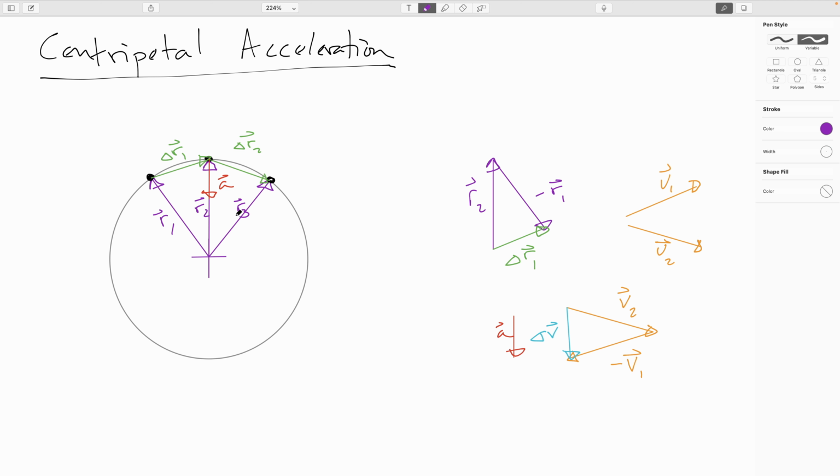Now, if we do a little bit of geometry here, these two angles are congruent by construction because I said these are equal time intervals and we're going at a constant speed around the circle. So we cover the same arc length in the same amount of time. So by definition of an angle being arc length over radius, these angles are congruent. You should also be able to convince yourself that this angle is the same as that angle.